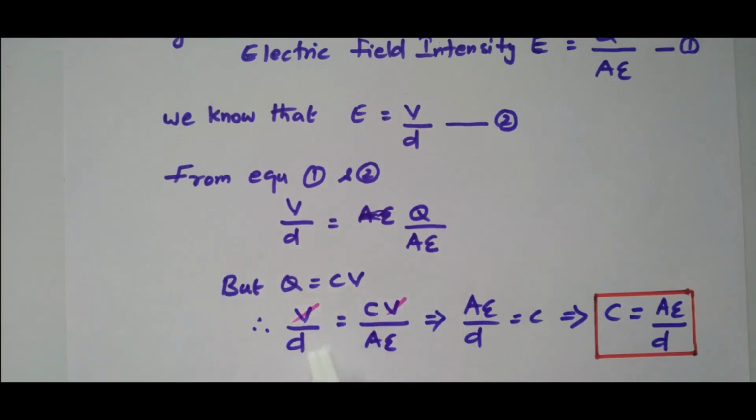So V by d equal to CV divided by A epsilon. Right, so this V gets cancelled. We bring this term to the numerator. So A epsilon by d equal to C. That can be written as C equal to A epsilon by d. That is a very general formula, C equal to A epsilon by d.